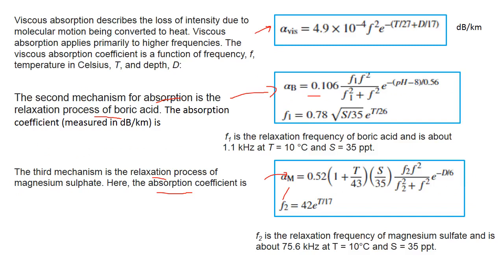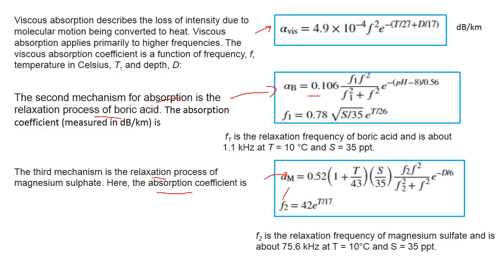Viscous absorption describes the loss of intensity due to molecular motion being converted to heat. Viscous absorption applies primarily to higher frequencies. The attenuation or absorption due to viscous loss is given by this equation: alpha viscous loss is equal to 4.9 times 10 power minus 4 f squared e power minus (T divided by 27 plus D divided by 17) dB per kilometer.